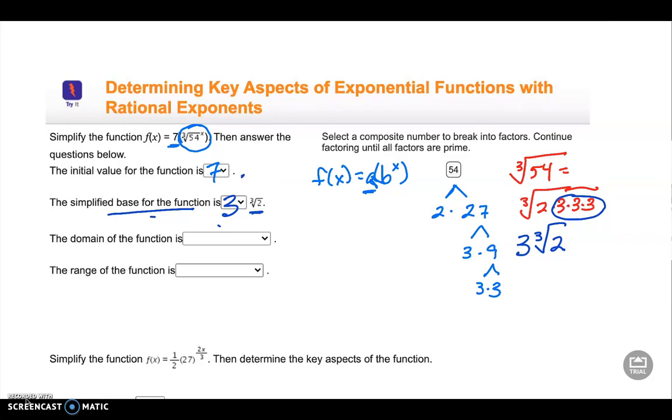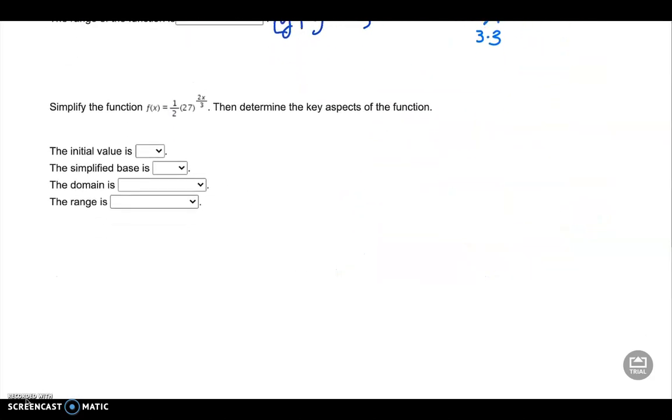The domain of the function is going to be all real numbers. That's the symbol for all real numbers because you can put any number in for x and get this. The range of the function is going to be for those y such that y is greater than 0. That's the range. Okay, one more like that.